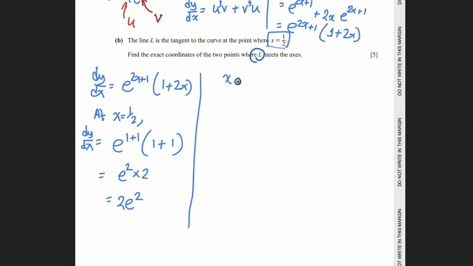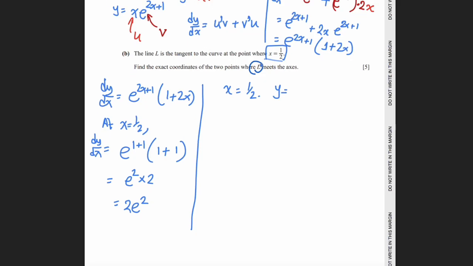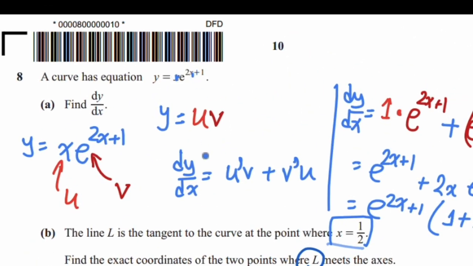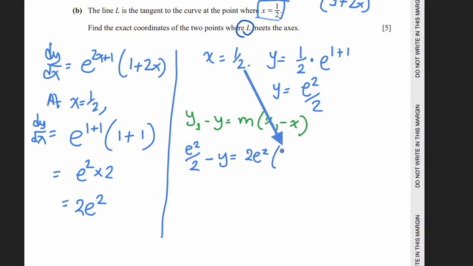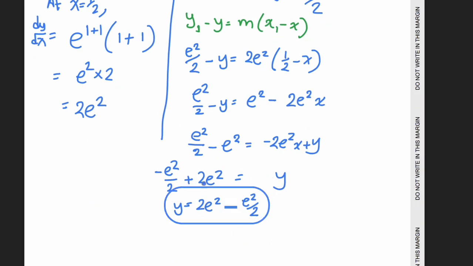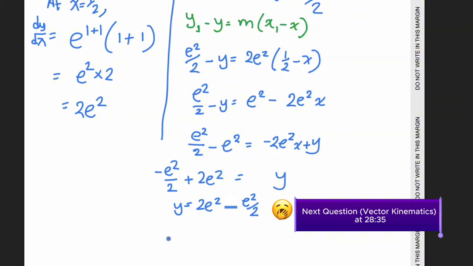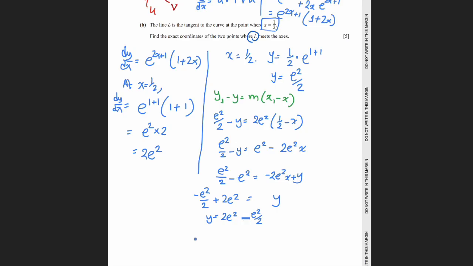We already know the x coordinate of the tangent point. Now what about the y coordinate? The y coordinate can be found by substituting x over there and there. y is e²/2. Now the equation of a standard straight line is, now we substitute the values. Our y1 is e²/2, minus y. The gradient is 2e², and our x1 is half, minus x. Now we make y the subject. Okay, so this is our equation of the tangent, and we want to find where this tangent meets the axis.